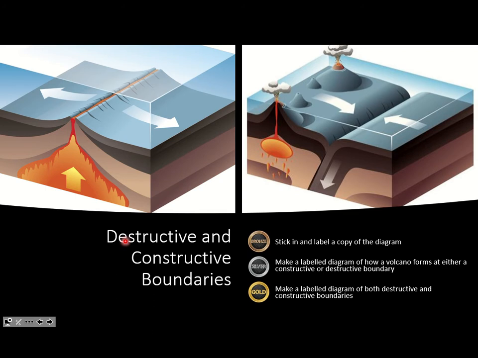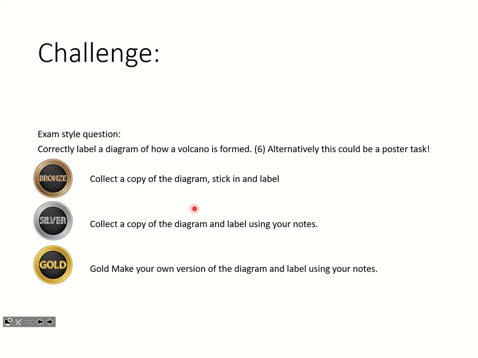Your task is to make an infographic poster that explains how destructive and constructive boundaries form composite and shield volcanoes. You should have a copy of these diagrams to assist you in that task. There are the broad instructions. You can collect a copy of the diagram and just stick it in and label it for bronze, but you can collect a copy of the diagram and label it using your notes for silver, and for gold you should add your own version of the diagram and label it using your full class notes, giving as much detail and information as you can.